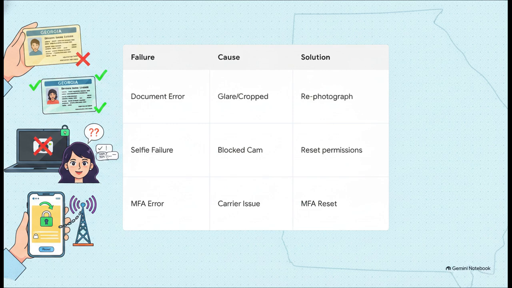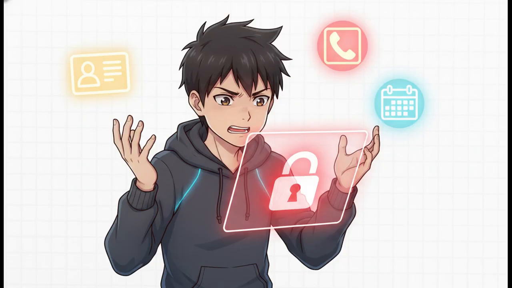And finally, an MFA, or multi-factor authentication, transmission failure. That usually means a wrong phone number or a carrier issue. You can initiate an MFA reset right there on the ID.me login page to bypass it. Easy enough, right? Now, what about password lockouts? Here are the exact rules. Your account is going to automatically lock after exactly 3 incorrect password attempts. 3 strikes, you're locked out.